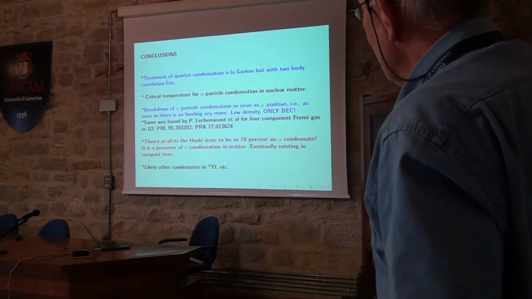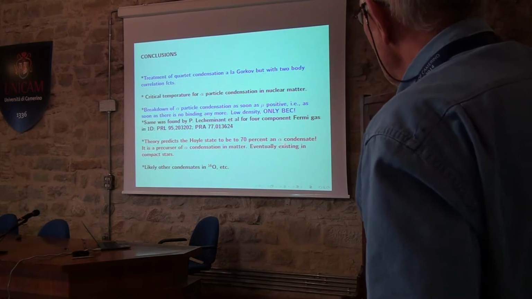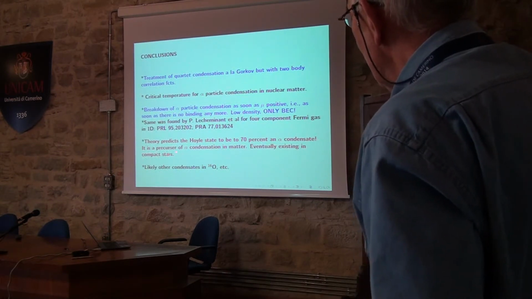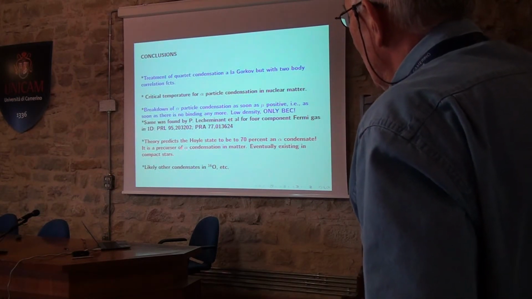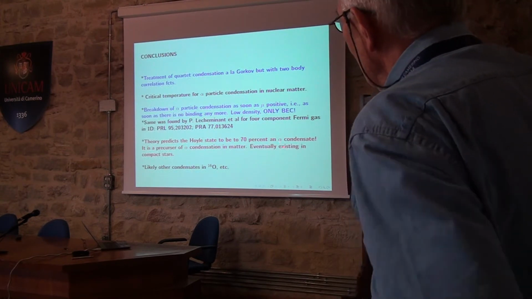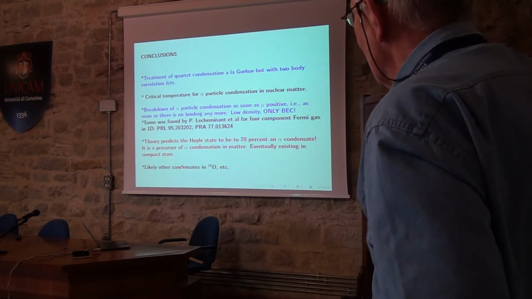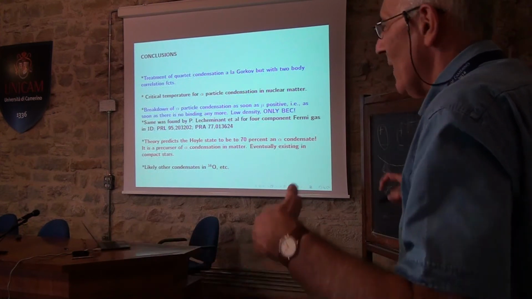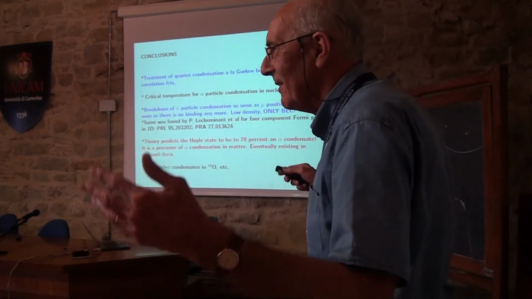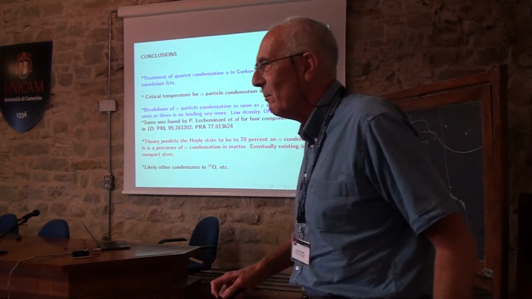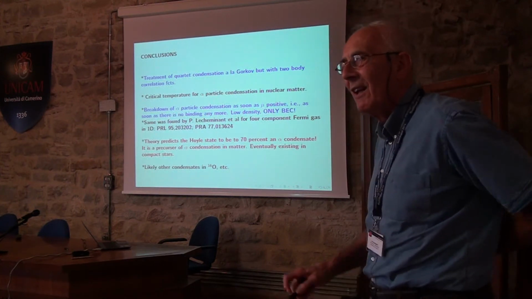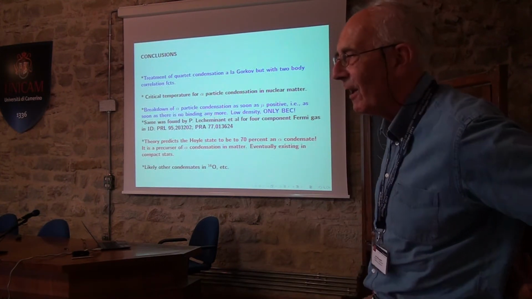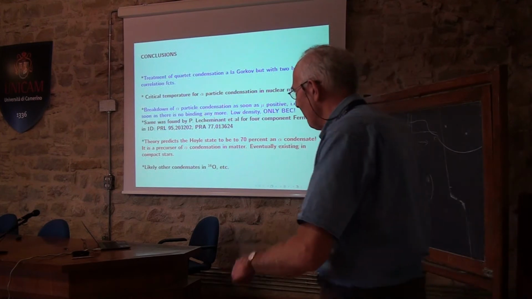And theory predicts that the Hoyle state is 70% an alpha particle condensate. It is a precursor of alpha condensation in matter which eventually may exist in compact stars. We have more alpha particle states, oxygen 16, neon 20, which are multiples of alpha particles. So this is active research in nuclear physics. Thank you very much.